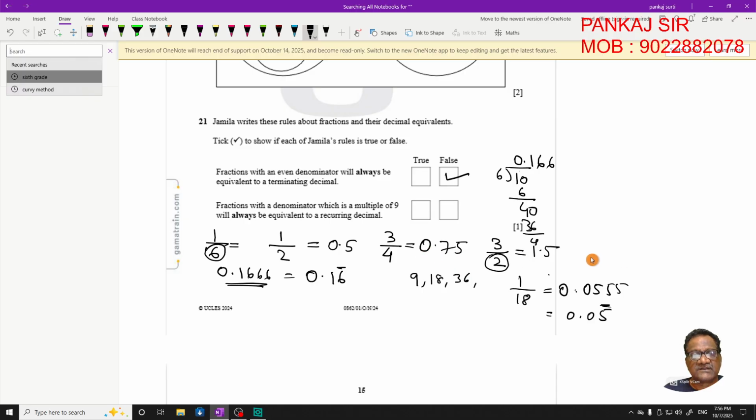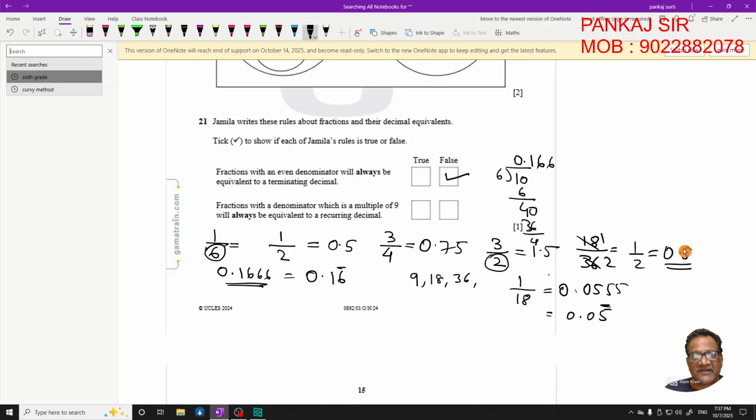So suppose I take 18 divided by 36. Now 36 is a multiple of 9. So he has told us that a multiple of 9 can be taken as a denominator. But now I am taking the numerator as 18. So 18 upon 36 happens to be 1/2. And 1/2 is nothing but 0.5, which is terminating. It is not recurring, it is terminating.